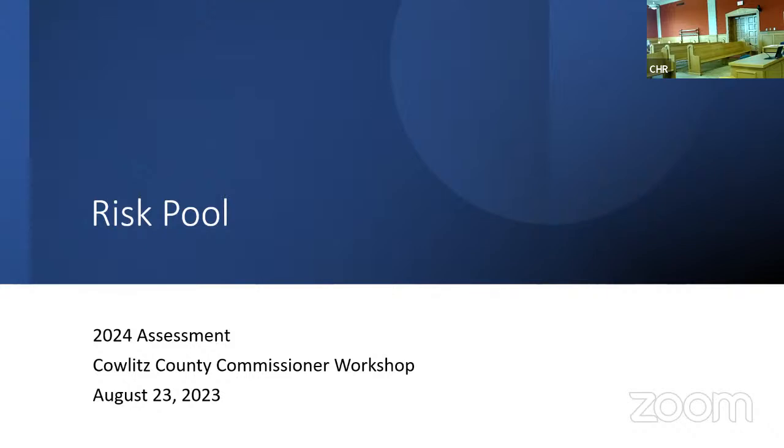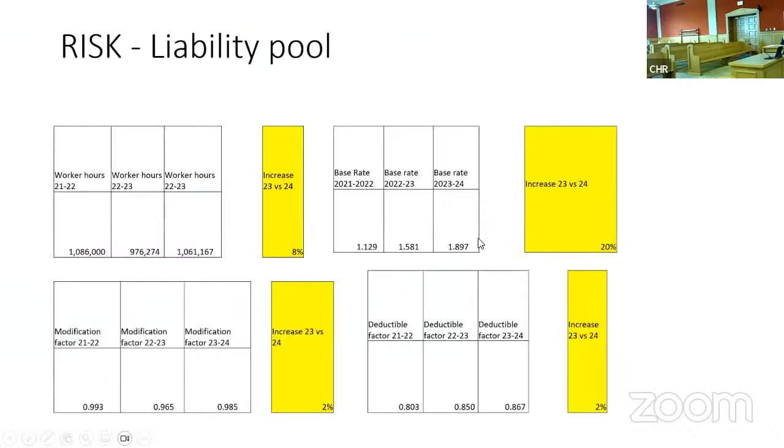Whoa. So in order to do the cost allocation for our insurance and for our risk management, the biggest piece of it is the risk pool. So understanding a little bit about the risk pool is important. The two major pieces in the risk pool are our liability pool and our property pool. On the liability pool, the new assessment is $1.7 million just for that item.